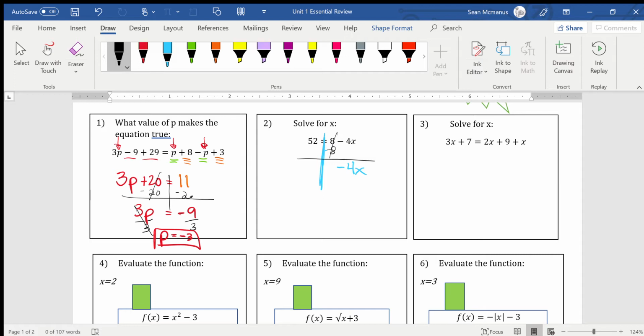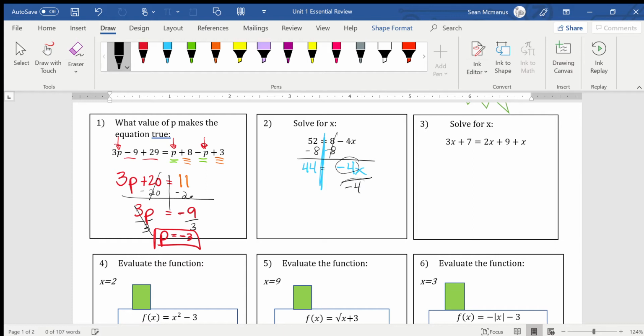And I have to do things equally. So what I did there, subtracting 8, I have to do to the other side to keep my scale balanced. So 52 minus 8 would give me 44. Negative 4x equals 44. So I need to get the x by itself by dividing away this negative 4.